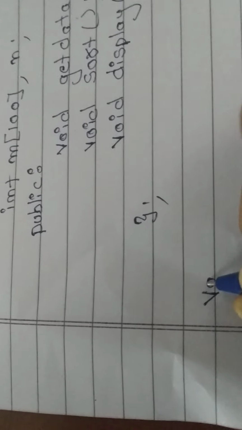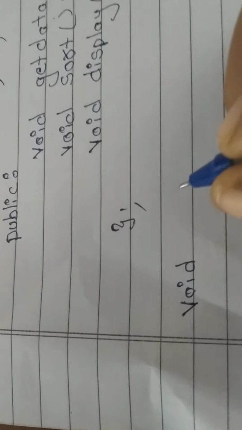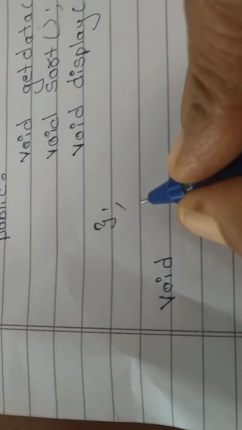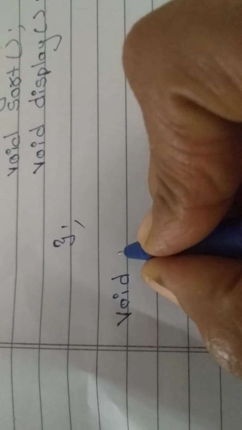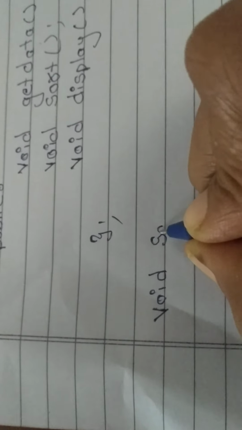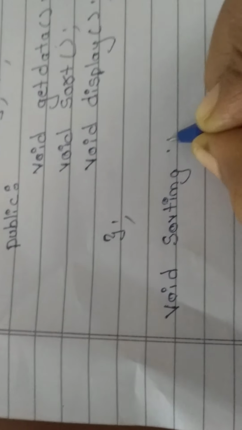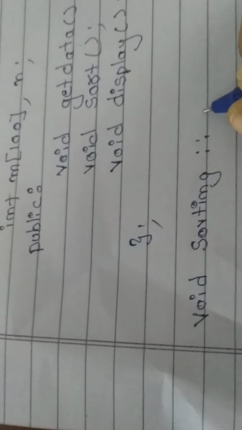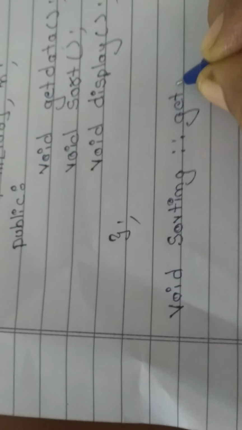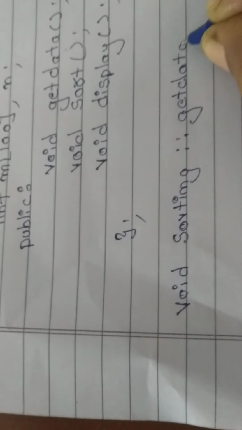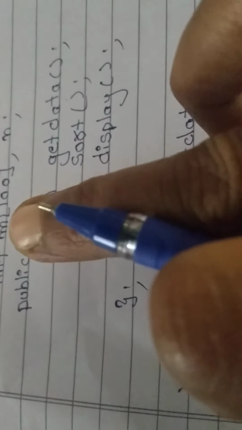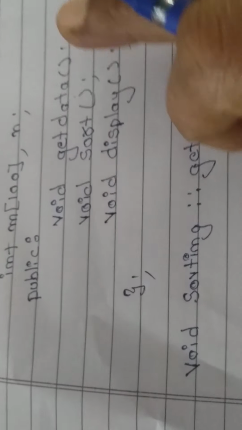There is a format, no, for how to define the function outside the class. When I am defining a function outside the class, we have a header and body. What is the header? Void, then the class name we will write. Void, sorting, scope resolution operator, getdata(). Here, return type, function name, argument list, as in the declaration.